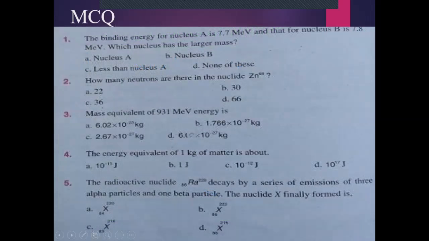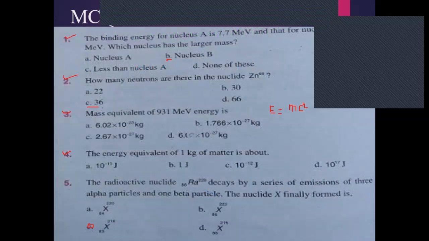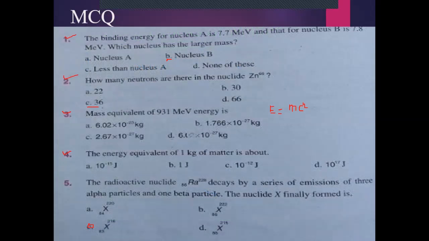So this was today's lesson, and now we discuss the exercise of the chapter. First MCQ: the binding energy of nucleus A is 7.7 MeV, and that of nucleus B is 7.8 MeV. Which nucleus has the larger mass? As we have the relation that binding energy is equal to delta m c squared, the nucleus having greater mass will have greater binding energy. So nucleus B is the correct answer.